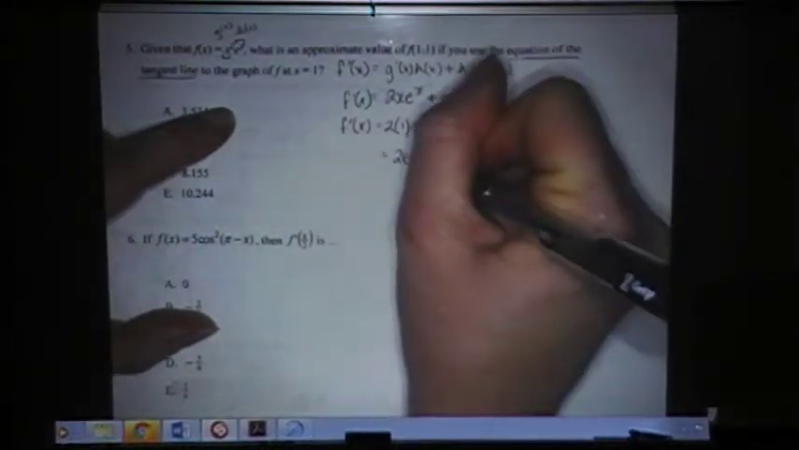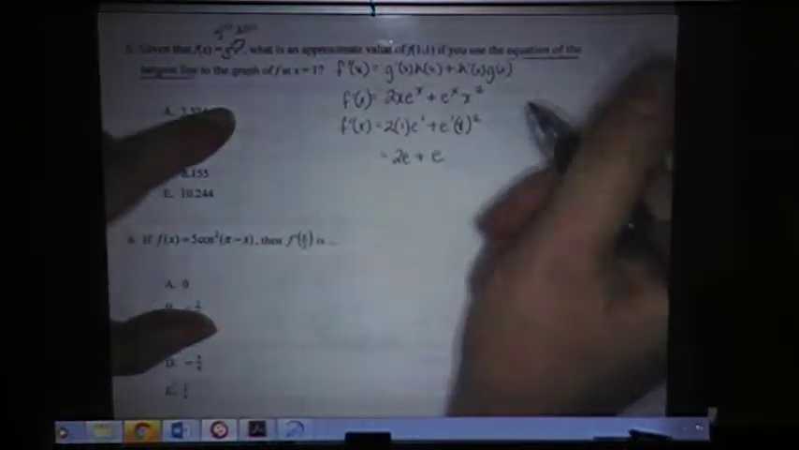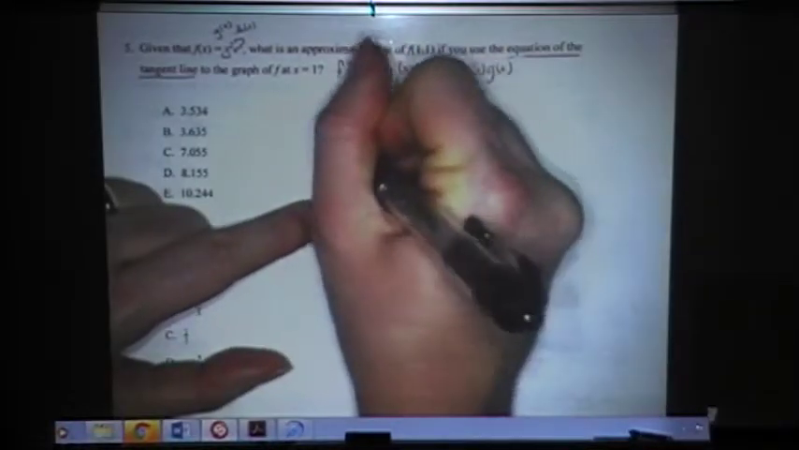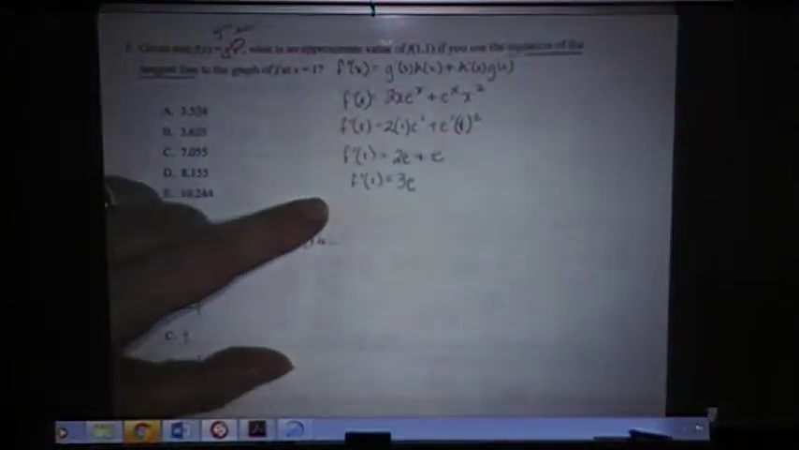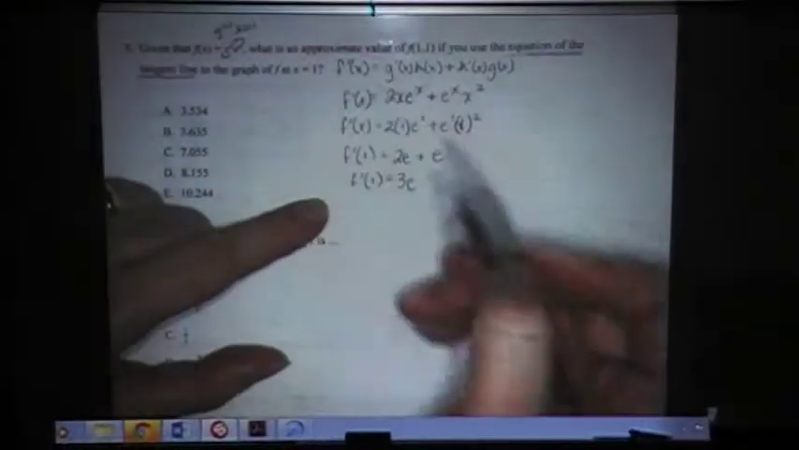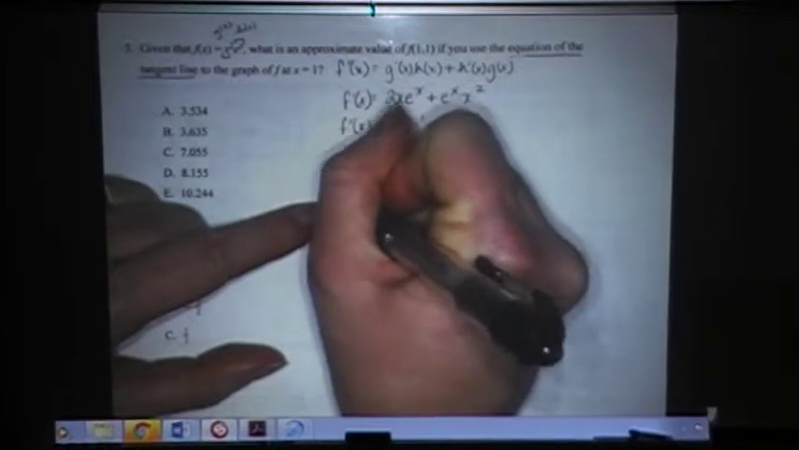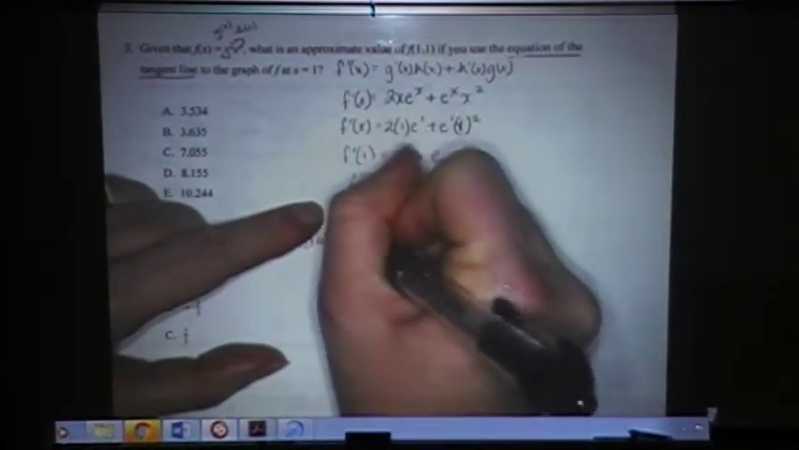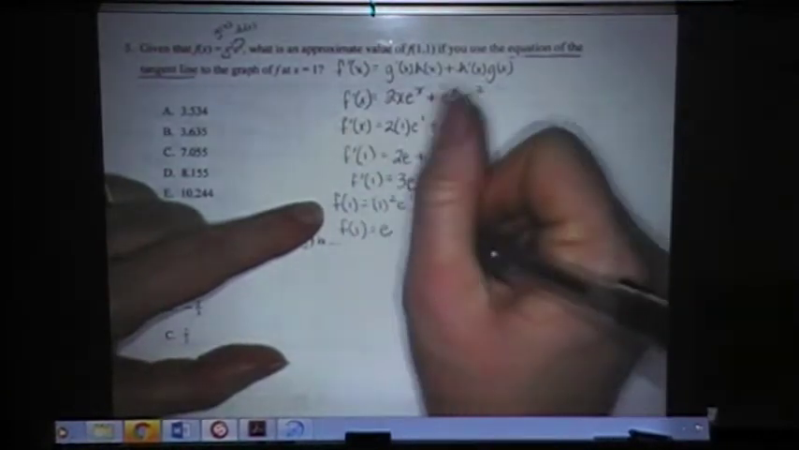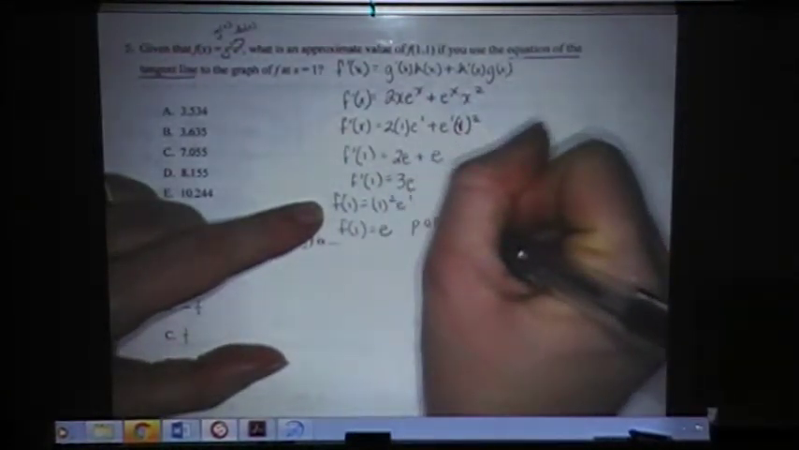e plus e. So it looks like the derivative at 1 is 3e. So I need a point of tangency so I can make the equation of the tangent line. So I'm going to just do f of 1. It's going to be 1 squared e to the 1. So f of 1 equals e. So my point is the point (1, e).